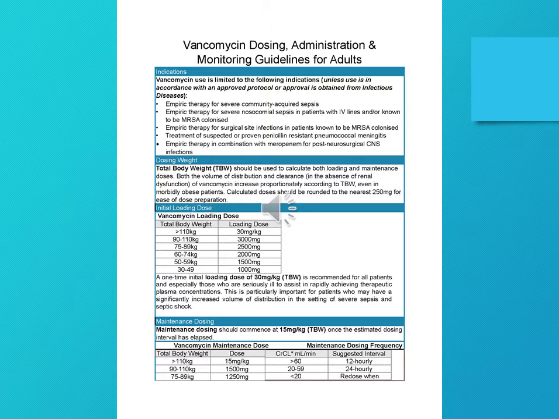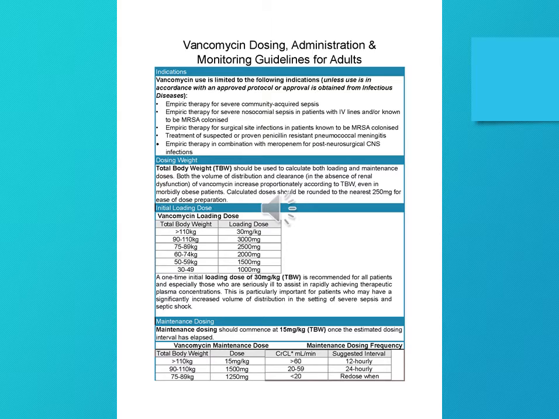Initial loading dose. Vancomycin loading dose. Total body weight, loading dose: 90 to 110 kg, 3000 mg; 75 to 89 kg, 2500 mg; 60 to 74 kg, 2000 mg; 50 to 59 kg, 1500 mg; 30 to 49 kg, 1000 mg.